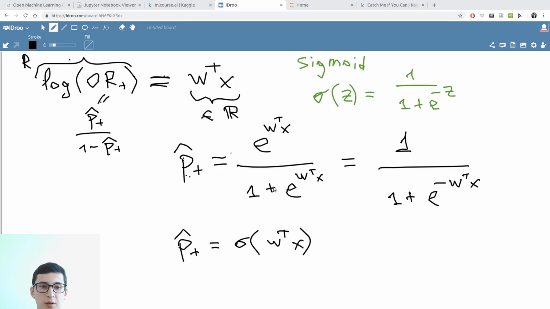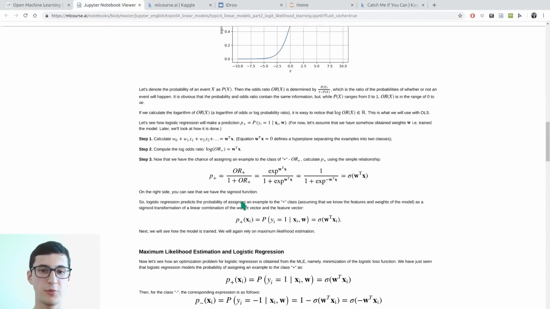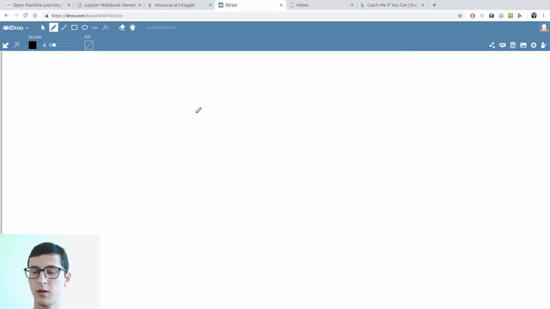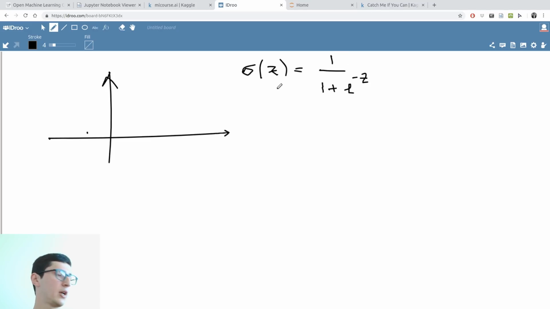Okay, let's analyze this sigmoid function a bit. Let's return to the course material. This is the sigmoid function, pretty much the very same derivation, and we got p plus equals sigmoid of w transposed x. Let's dive a bit deeper into what it actually means. So a sigmoid function will look like this. Sigmoid of z, 1 over 1 plus e to minus z. Let's just analyze it a bit.